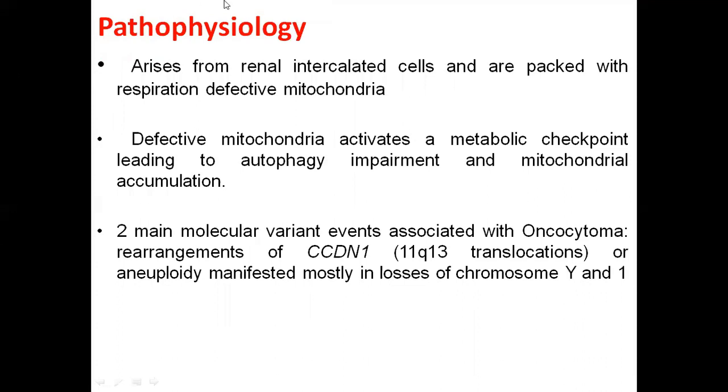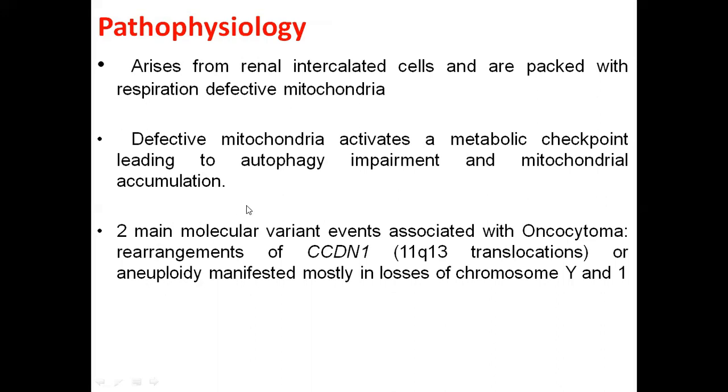Discussing the pathophysiology, these tumors arise from the renal intercalated cells which are pegged with respiratory defective mitochondria. Initially, when there is a mutation in the mitochondria, it will activate the metabolic checkpoint, which will lead to autophagy impairment. So there is no apoptosis process, and the defective mitochondria will accumulate. Because of the accumulation of these defective mitochondria, the cytoplasm of the tumor cells is granular and eosinophilic, or pinkish.